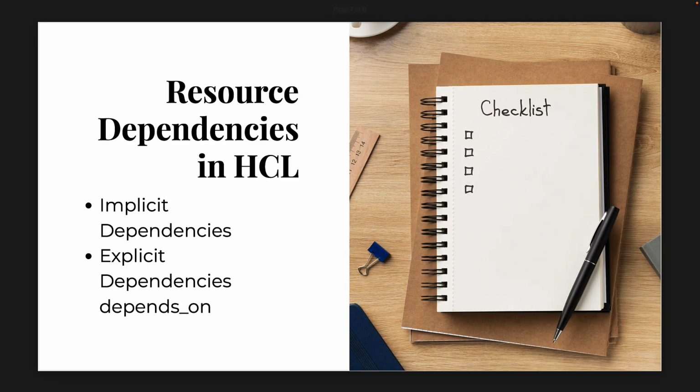Resource dependency in HCL. Understanding dependencies between resources is crucial in HCL. Implicit dependency. Terraform automatically understands certain dependencies, like a virtual machine depending on a network it is defined to use. Explicit dependencies. Sometimes dependencies aren't automatically recognized. Here, depends_on can be used to explicitly declare a dependency.